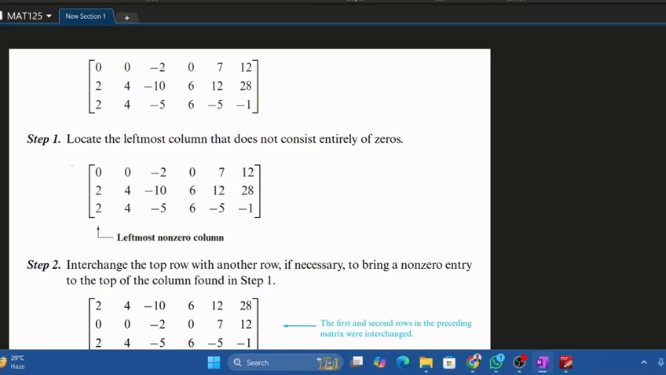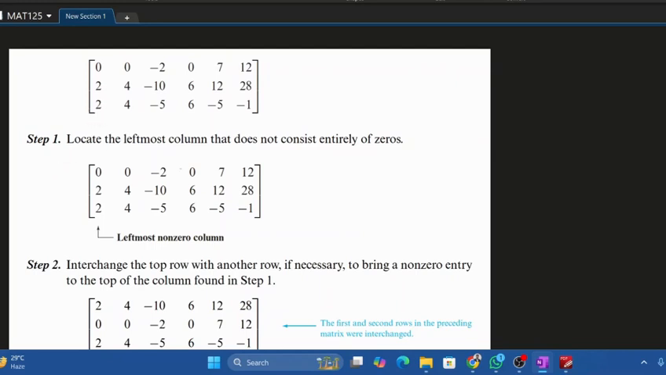Step one, we have to locate the leftmost column that does not consist entirely of zeros. So what does this mean? If we have a column that consists of all zeros, then we have to ignore that and locate the one that does not consist entirely of zeros. In this case, we already have this, right? This column does not consist entirely of zeros, so we will work with this column.